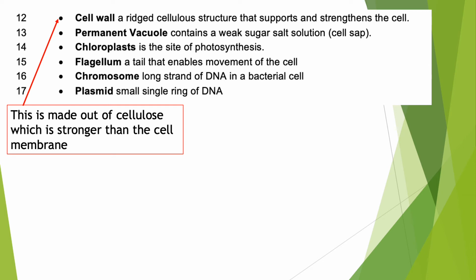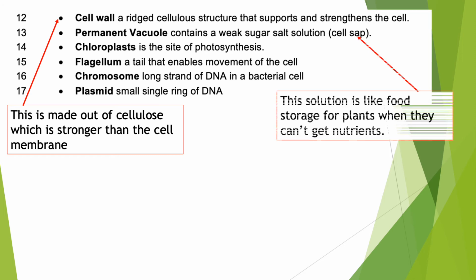The next one is the permanent vacuole. That's the one that looks like a large bubble inside the plant cell. The permanent vacuole contains a weak sugar salt solution called cell sap.